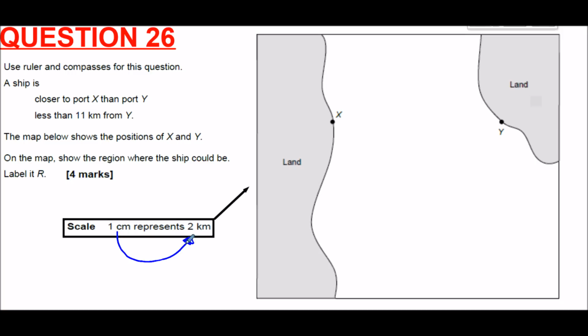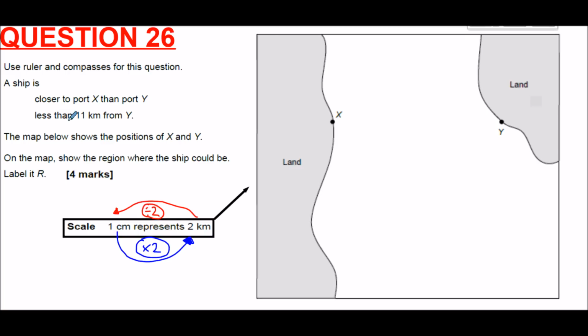So to change from centimetres to kilometres it represents, we'd multiply by 2, because we're going from a small number to a big number, going that way. Or going the other way around, from kilometres to centimetres, we're going from a bigger number to a smaller number. So to change from the kilometres in real life to the centimetres representing that on the map, we divide by 2.